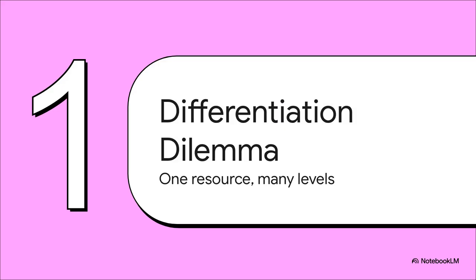You find this perfect article, but you know it's going to be way too advanced for some students and maybe a little too easy for others. So you get to work. You're simplifying sentences, you're pulling out vocab words, you're maybe even translating a few key parts. It's the classic differentiation dilemma, and let's be honest, there's just never enough time.